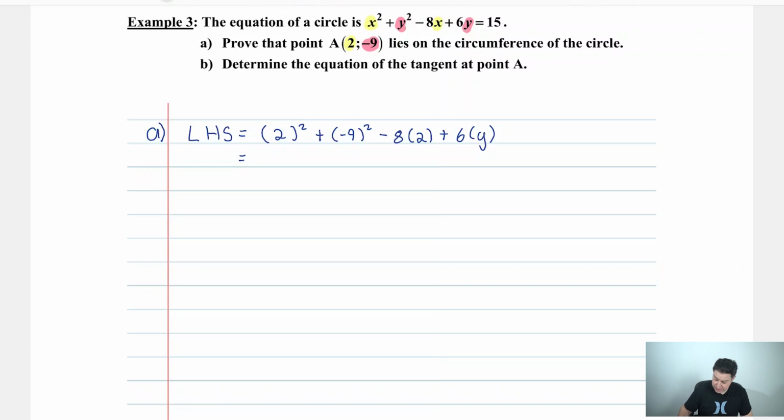2 squared plus (-9) all squared minus 8 times 2 plus 6, and I wrote y there. That should actually be 6 times -9, which gives us an answer of 15, and therefore that is equal to our right-hand side of our equation, and therefore the point A, which is (2; -9), does lie on the circle.